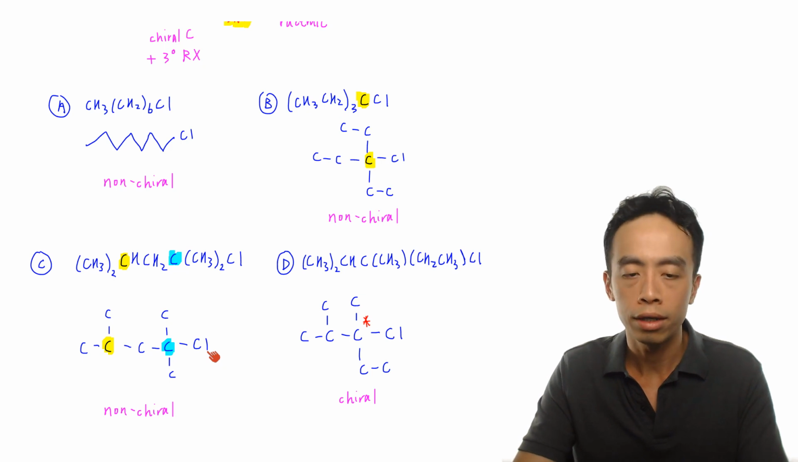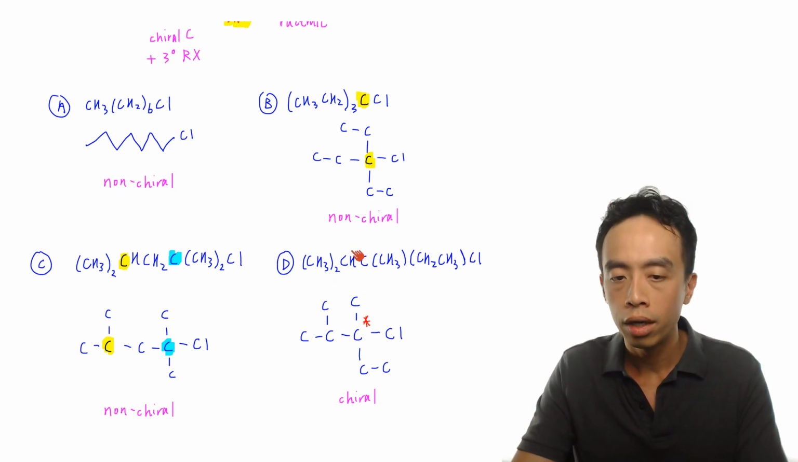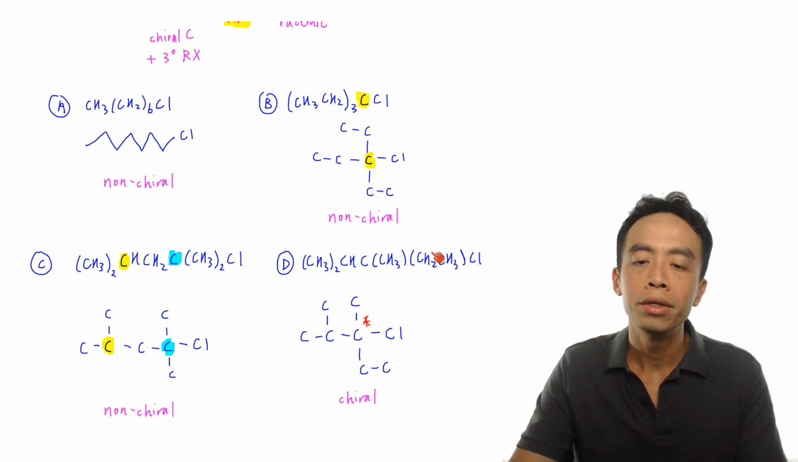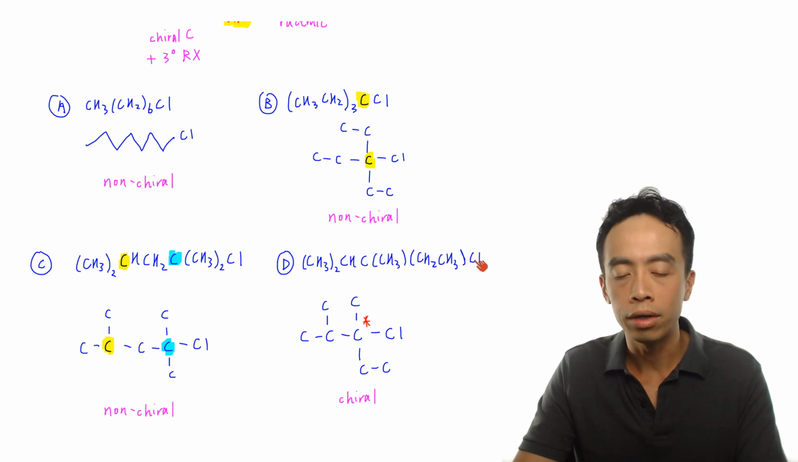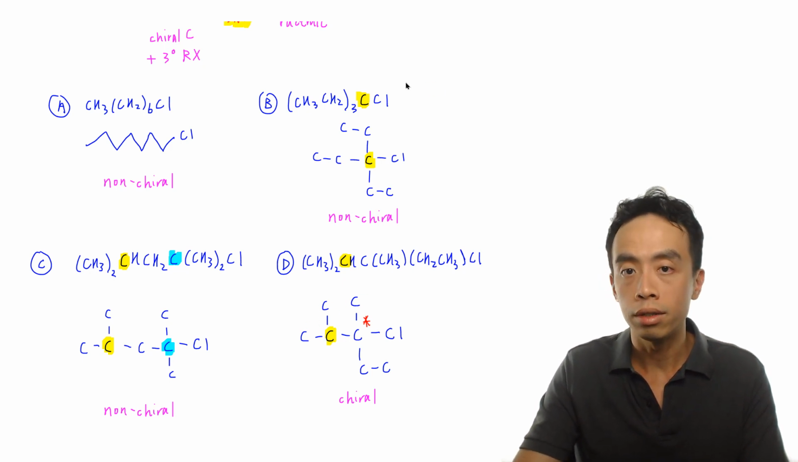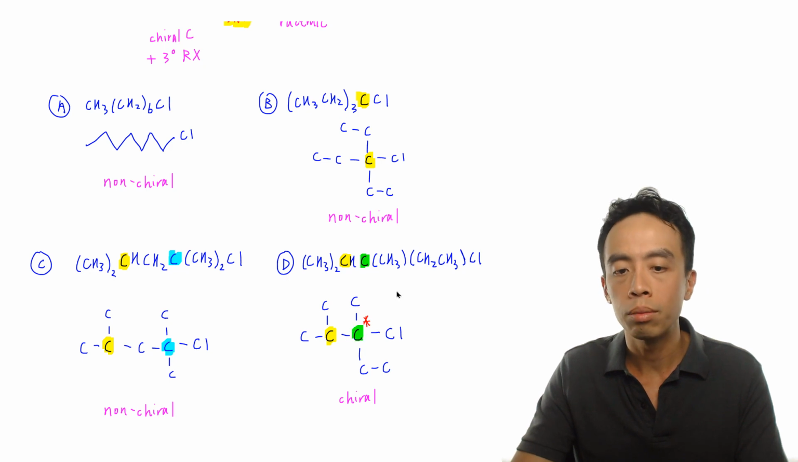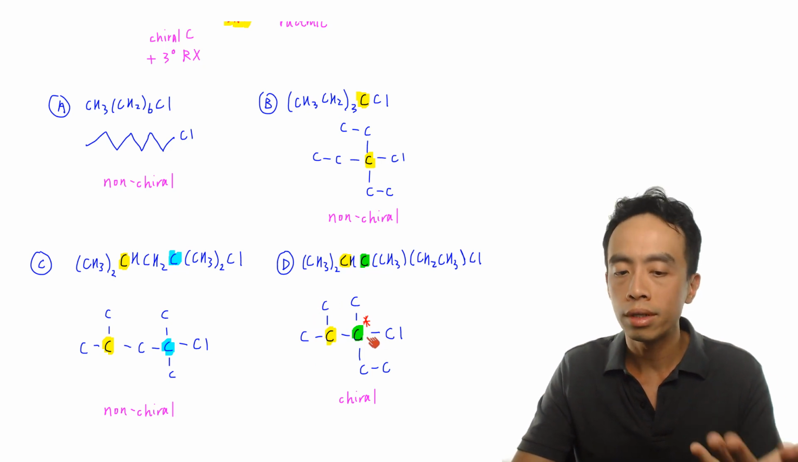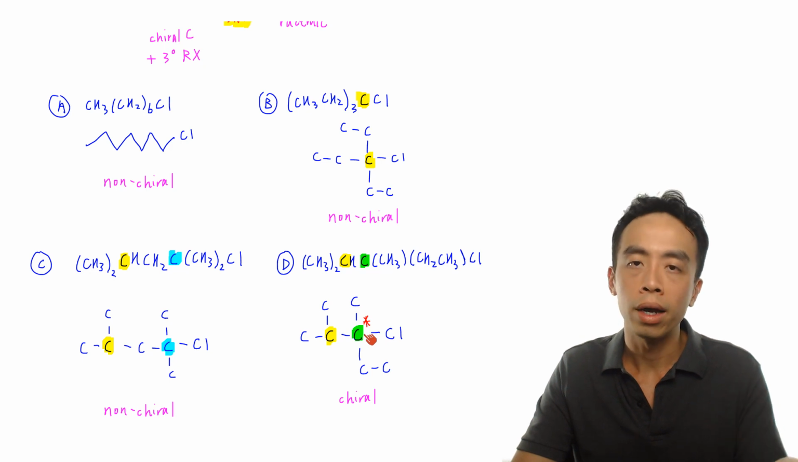Let's run through the last option. Option D, CH3 bracket 2, CH, then a carbon bracket CH3, then close bracket another CH2CH3, followed by a Cl. So this yellow carbon, again, is here, attached to 2 methyl groups. The one that we're interested in is this green carbon. This green carbon is attached to a CH3, which is here, an ethyl group, which is here, this 2 carbon, a chloro group, which is here, then followed by another group, this carbon attached to 2 methyl groups. So obviously this carbon is attached to 4 different groups. So this is my chiral carbon.